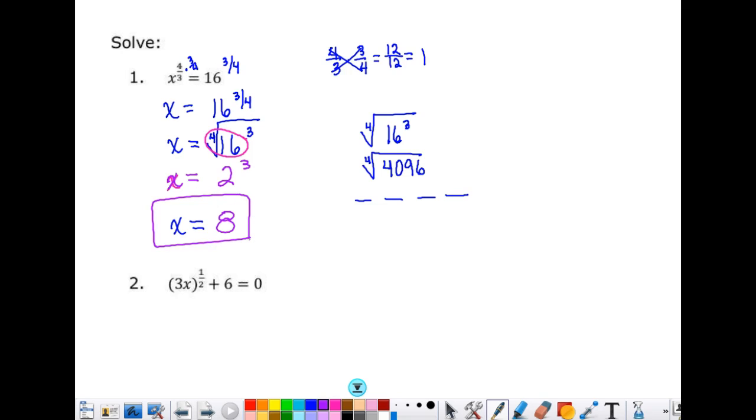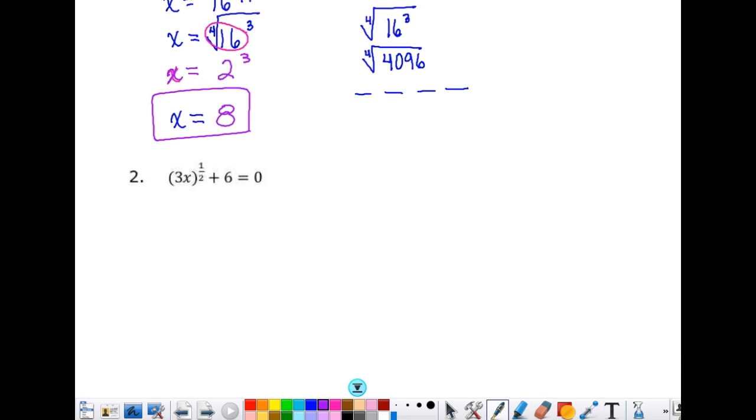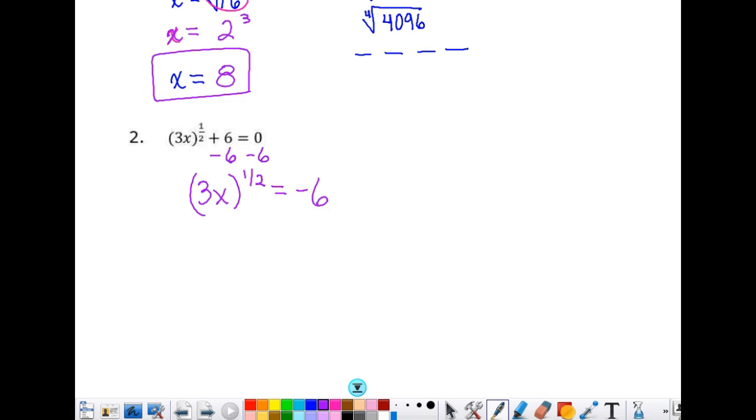Okay, so let's do another one down here. So we are going to do what? We got to subtract 6 first. We got to kind of clean it up a little bit first. Okay, isolate. We use that word a lot when we're solving. Now, how do we get rid of that 1/2? Notice this has parentheses. So that 3 and that x are kind of buddies right now. Okay, how do we get rid of that 1/2 power?